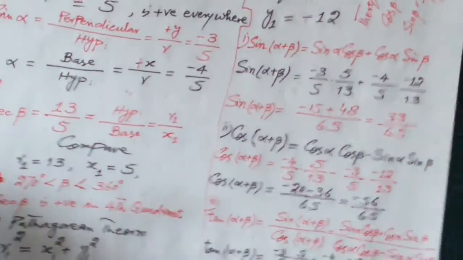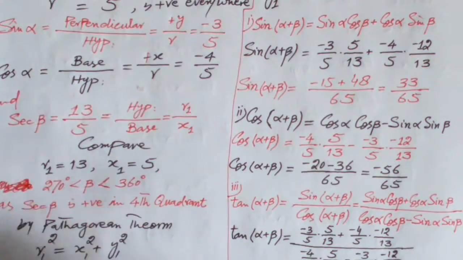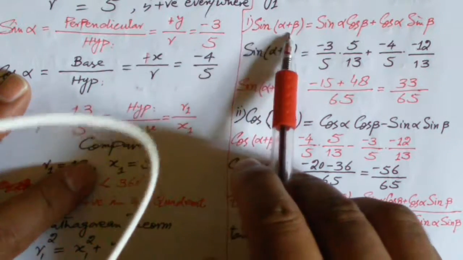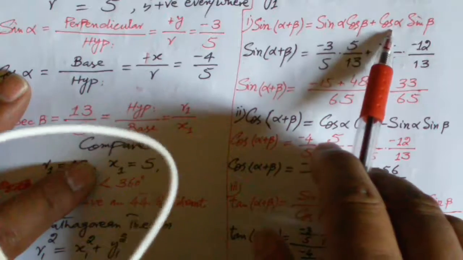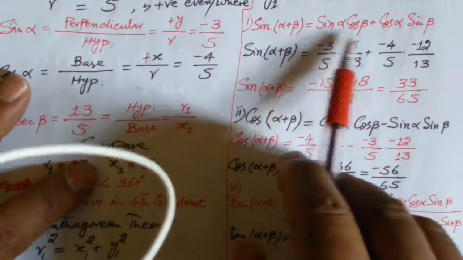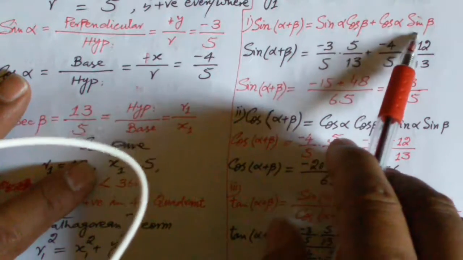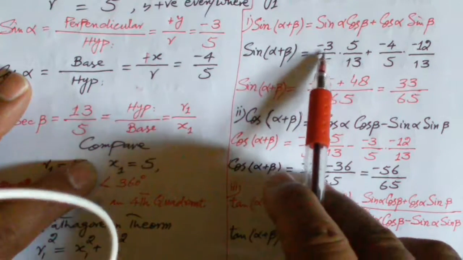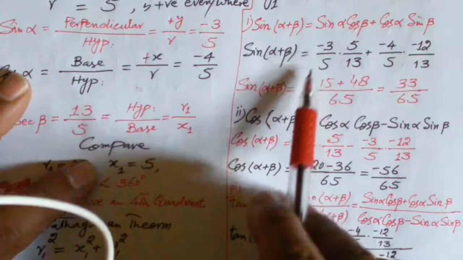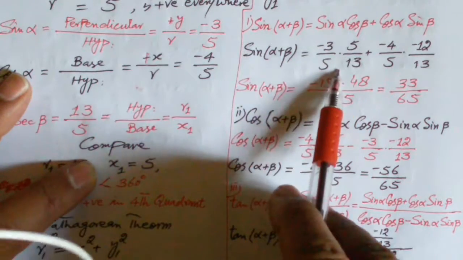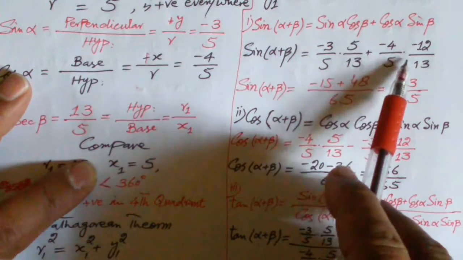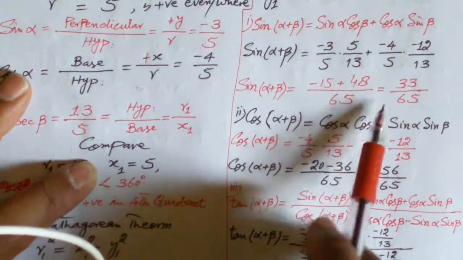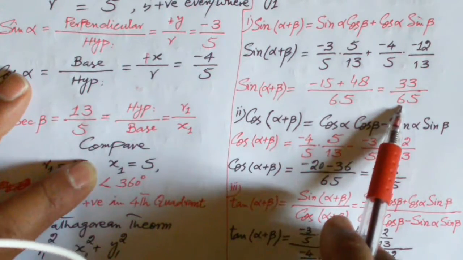Now to calculate the first part of this question, which is sin of alpha plus beta. Sin alpha plus beta is equal to sin alpha cos beta plus cos alpha sin beta. Substitute the values of sin alpha, cos beta, cos alpha, sin beta from the calculated data, which gives minus 3 divided by 5 multiplied by 5 divided by 13 plus minus 4 divided by 5 multiplied by minus 12 divided by 13, and after the simplification we get 33 divided by 65.